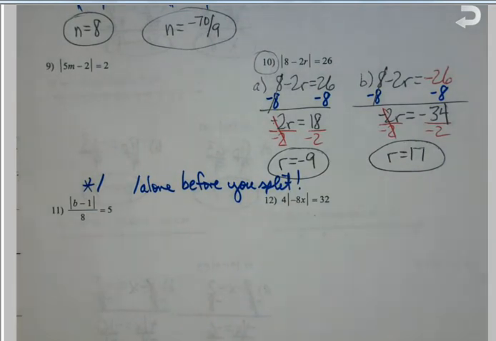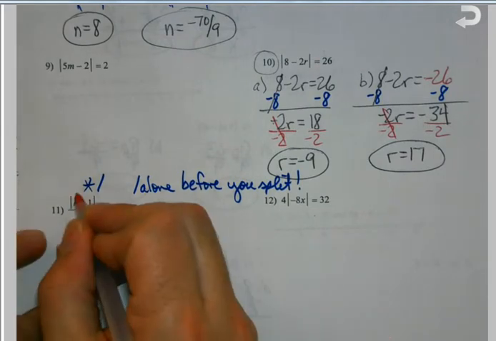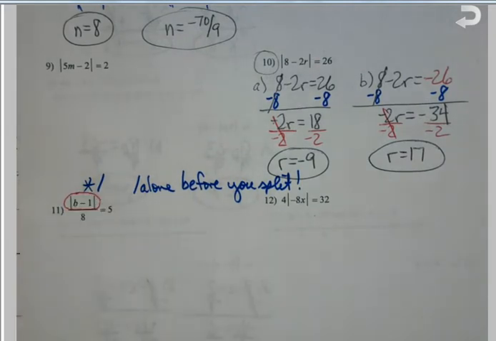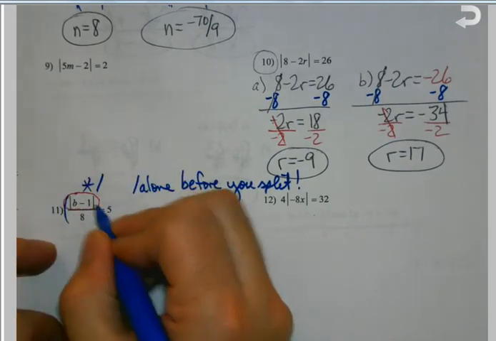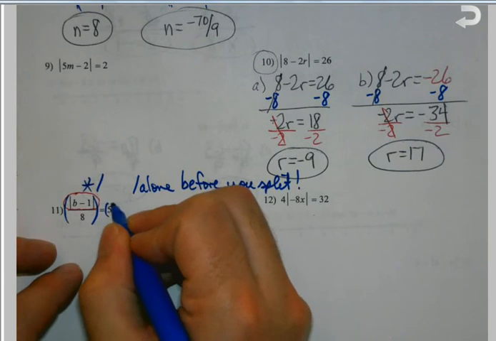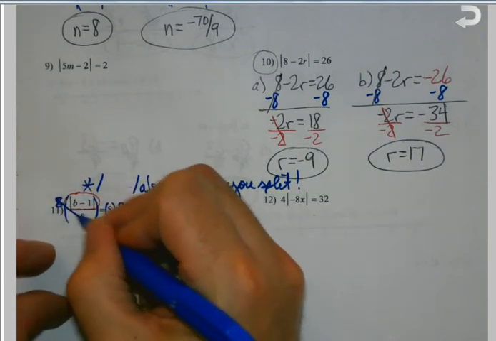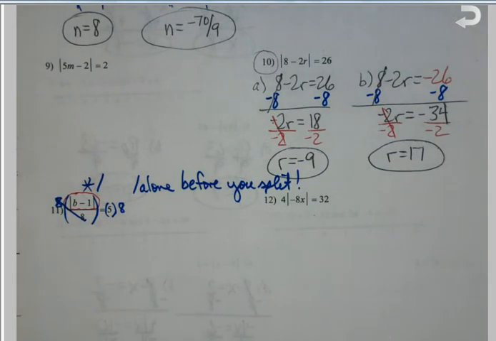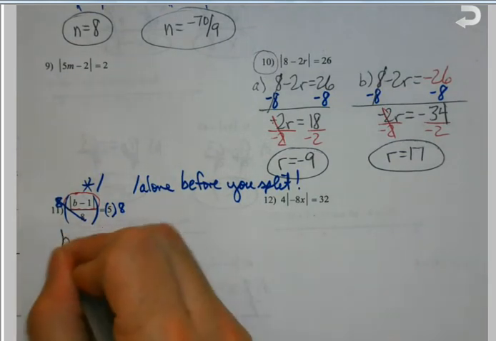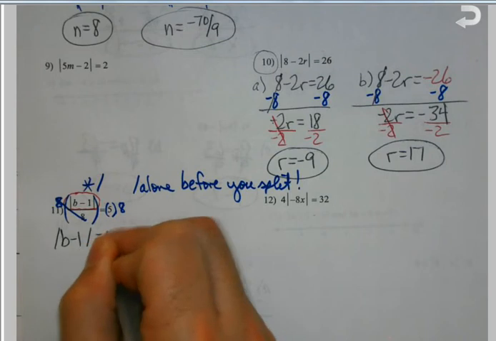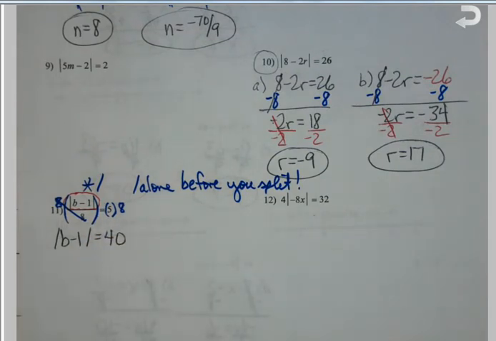So for instance, on number 11, I need this absolute value of b minus 1 by itself on that side before I split it into 2 equations. Well, right now it's being divided by 8, so how would I undo it? How do you undo divide? Multiply. Okay, so whatever that number is, I'm just going to cancel that out. So this is what I get after that.